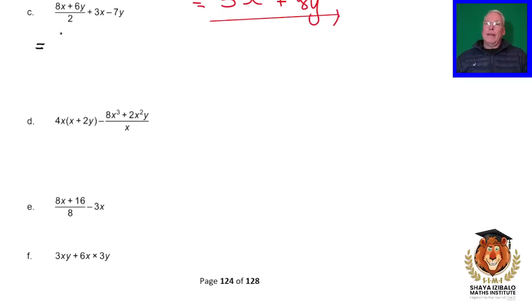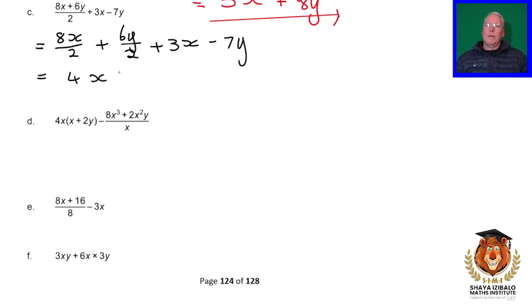Okay, so the 8x has got to divide by 2, and the 6y must also divide by 2, and then we've got 3x minus 7y. So we're going to get 4x, we're going to get 3y, we're going to get 3x, and we're going to get minus 7y. Altogether, we've got 7x minus 4y.